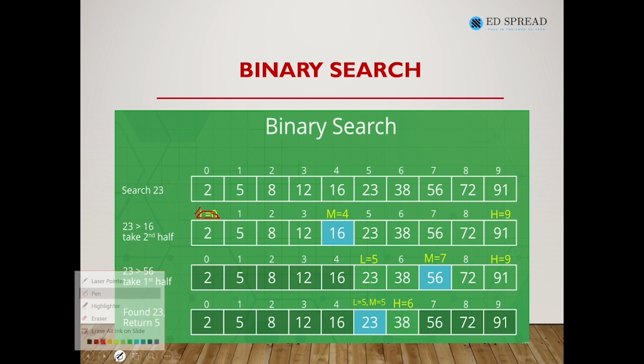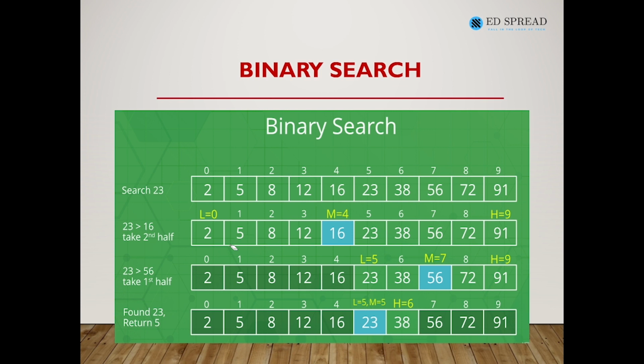Now there are 10 elements, right? Low plus high by 2 is 9 by 2, which is 4.5. So instead of taking 4.5, I am going to take it as the fourth element. So the fourth element is the middle element, and the high element is the last element. So high equals 9.